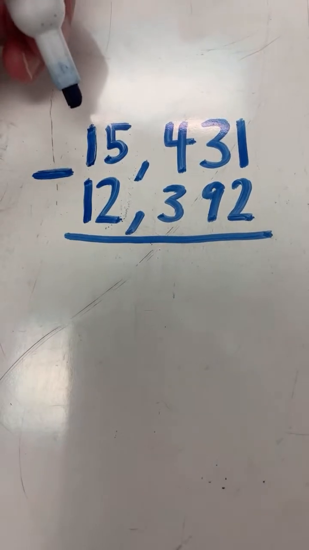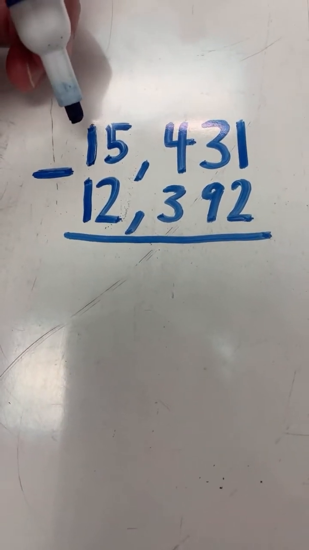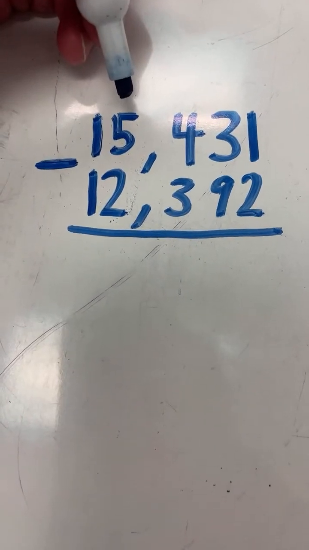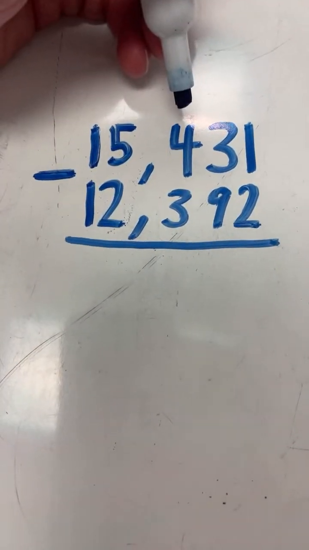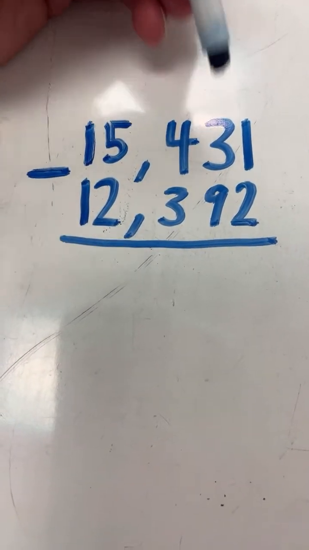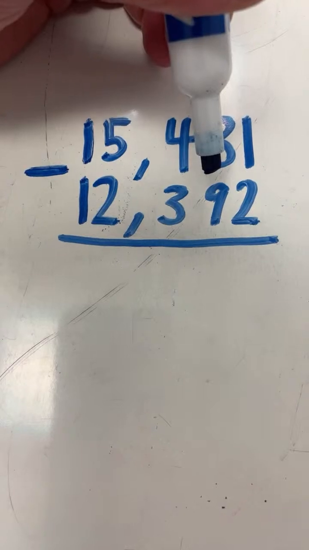So looking at this problem, we do not need to regroup in the 10,000s place. We do not need to regroup in the thousands place. We do not need to regroup in the hundreds place. In the tens place, we do need to regroup because you cannot start out with 3 and take away 9.